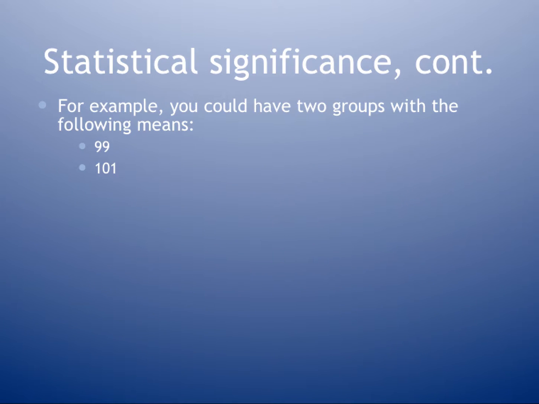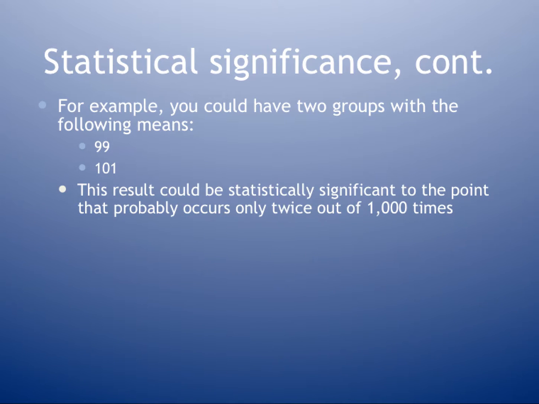So again, we could have two groups with the following means. We could have one that has a mean of 101 and one is 99. Is that real? Is it a big difference? What is going on? It could be statistically significant to the point that it occurs only twice out of 1,000 times. Theoretically, given the right situations, that could be true.